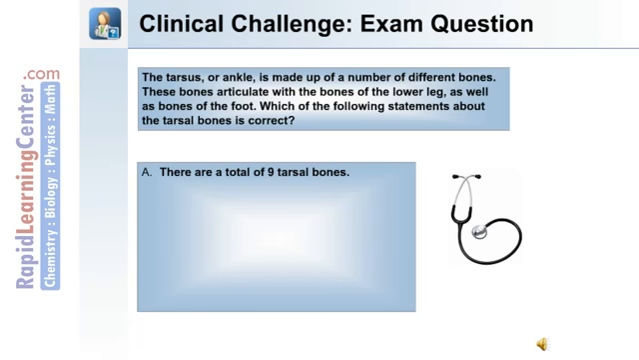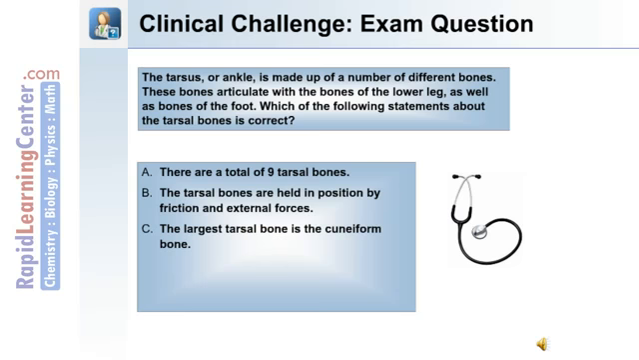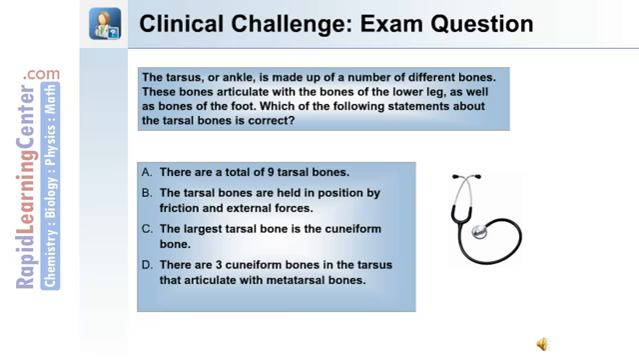A. There are a total of 9 tarsal bones. B. The tarsal bones are held in position by friction and external forces. C. The largest tarsal bone is the cuneiform bone. D. There are 3 cuneiform bones in the tarsus that articulate with metatarsal bones. Or E. None of the answers are correct.